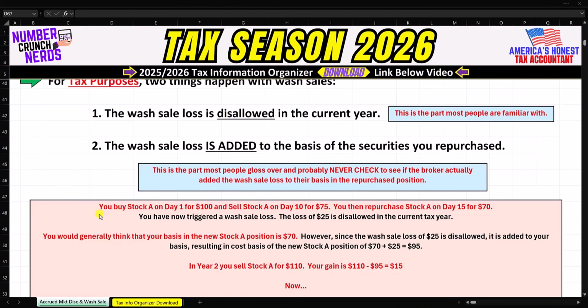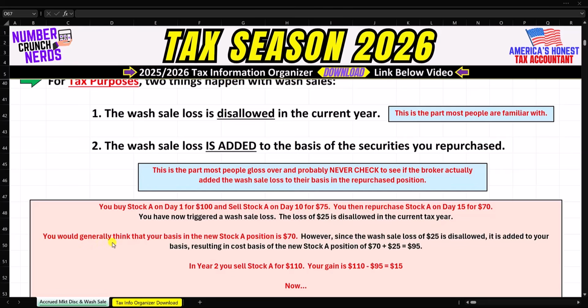Let's do an example. You buy stock A on day 1 for $100 and you sell stock A on day 10 for $75. You then repurchase stock A on day 15 for $70. You have now triggered a wash sale loss. And so the loss of $25, in other words, 100 minus 75, is disallowed in the current year.